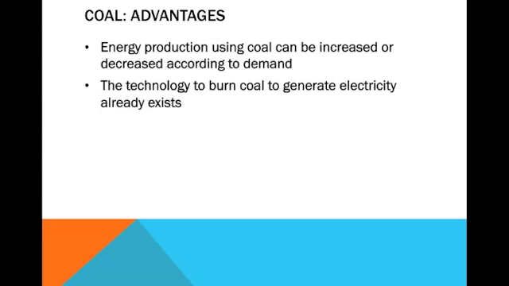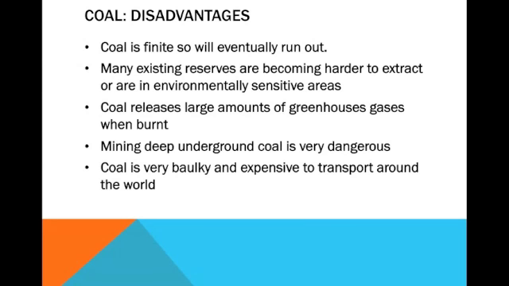Okay, so now let's look at some advantages of using coal for energy. Well, firstly, energy production using coal can be increased or decreased according to demand, and the technology to burn coal to generate electricity already exists. But there are disadvantages. Firstly, coal is finite, so it will eventually run out. Also, many existing reserves are becoming harder to extract or are in environmentally sensitive areas. Coal releases large amounts of greenhouse gases when burnt, and mining deep underground coal is extremely dangerous. Coal is very bulky and expensive to transport around the world.